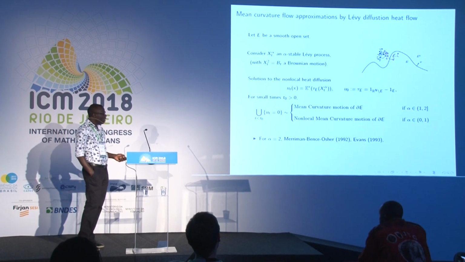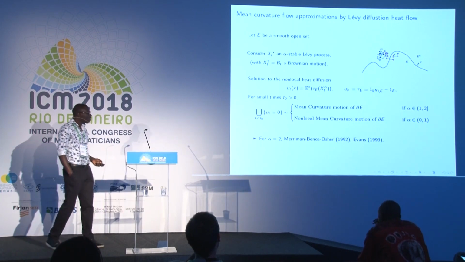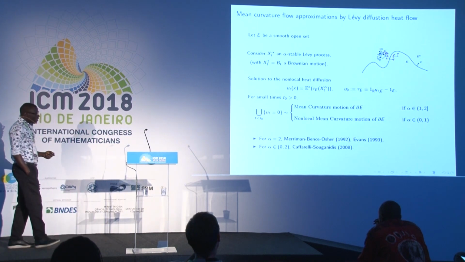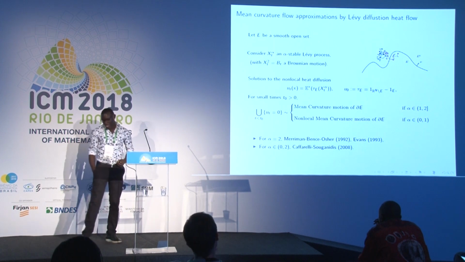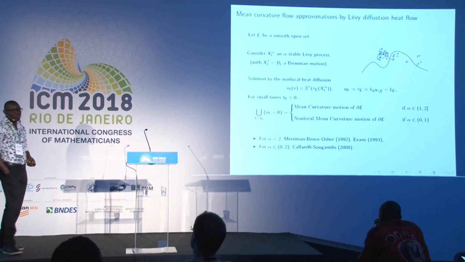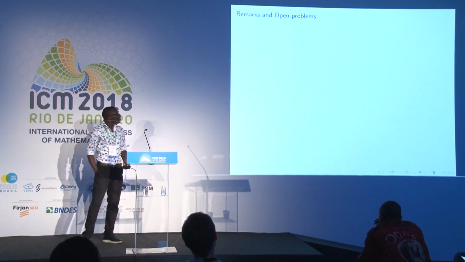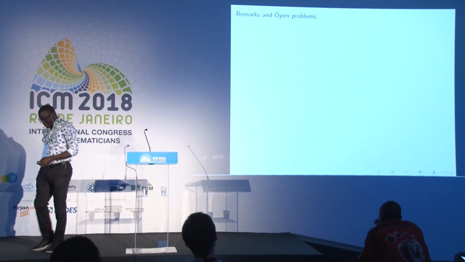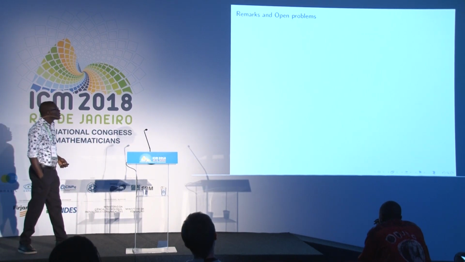And this was the pointwise convergence, which is due to Evans. And then for alpha smaller than 1, this appears first in the work of Caffarelli and Souganidis. This is precisely the first time where the non-local mean curvature appears in the mathematics literature, as far as I know. So then I have to tell a little bit about some remarks and open problems that come here.